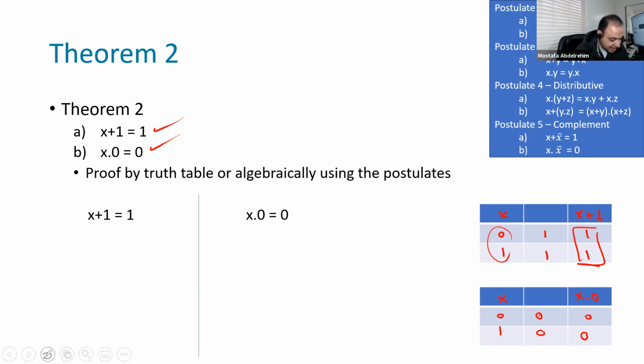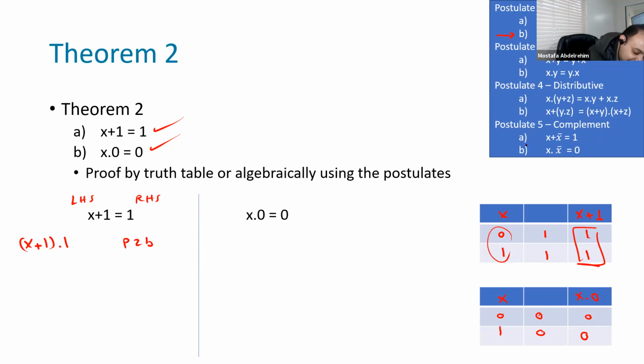So let's continue with the next one. x or 1 equal to 1. Again, this is the left-hand side and the right-hand side, and we want to go to the right-hand side from the left-hand side. So x or 1 is very similar to the previous proof. You're going to end up with 1 here, and we know ANDing with 1 will give us the same thing. This is postulate 2b.